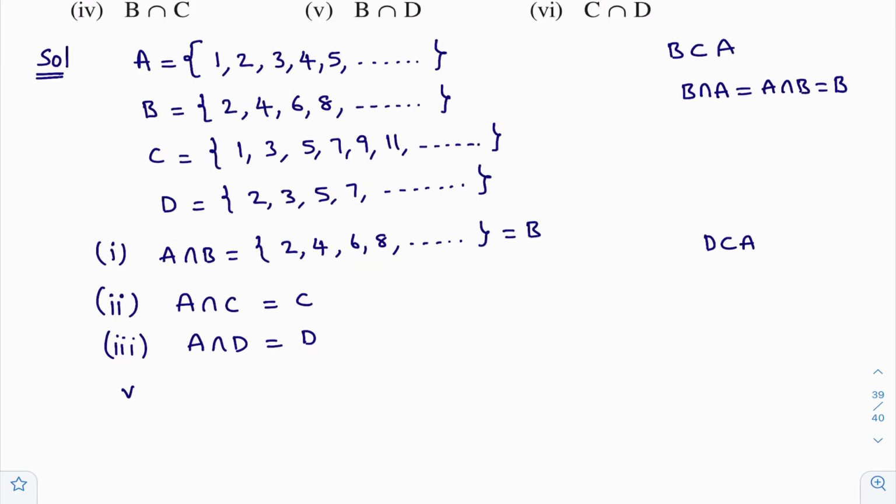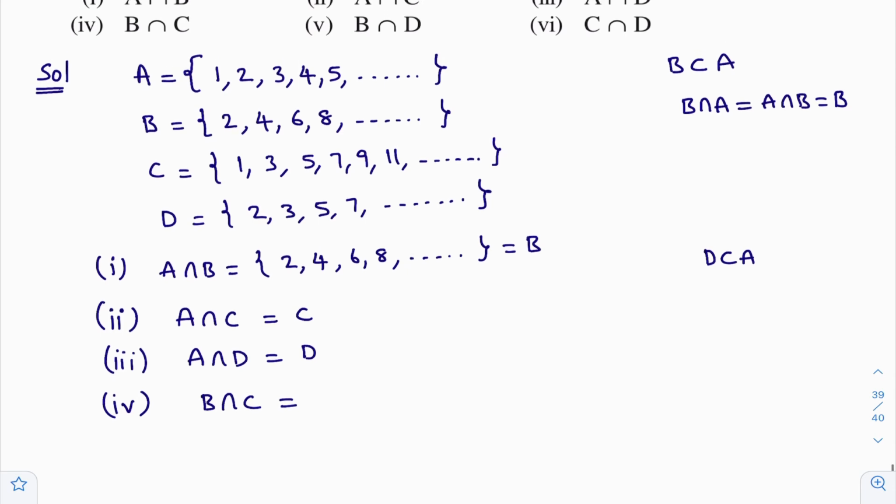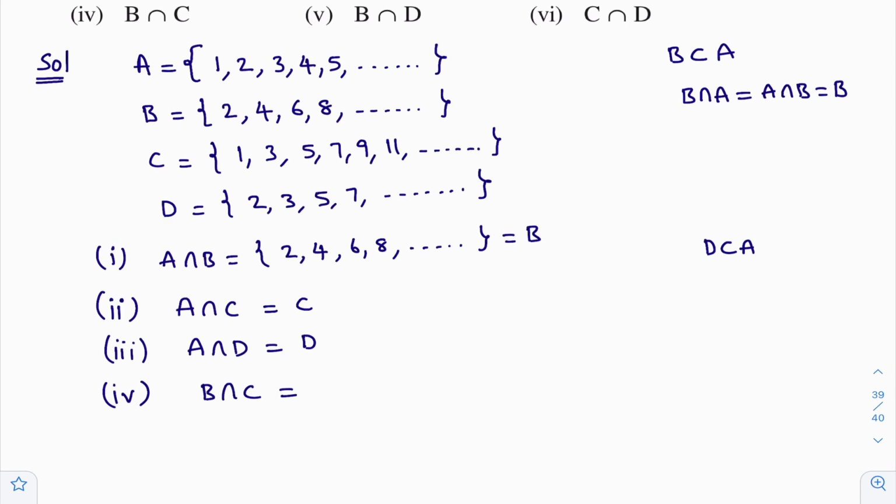Next, the fourth bit. The fourth bit is B intersection C. Here, you observe these two. This is B, this is C. B is the set of all even natural numbers, C is the set of all odd natural numbers. Can you find any element common in both? No, because these are all even natural numbers, these are all odd natural numbers. You won't find any element which is common in both. So B intersection C is the null set. I hope you are understanding. Just try to think a little bit. These are easy bits only.